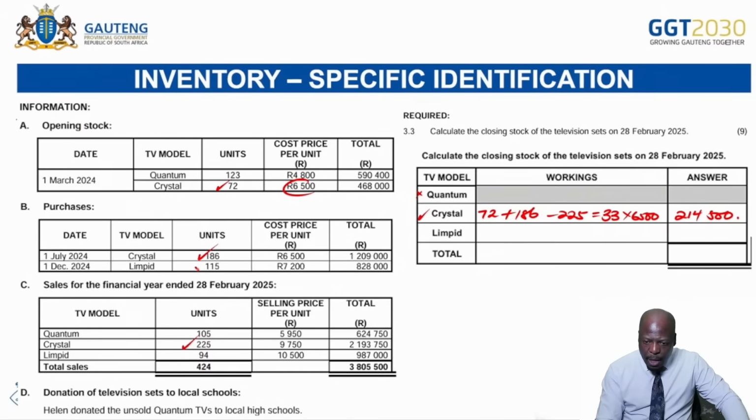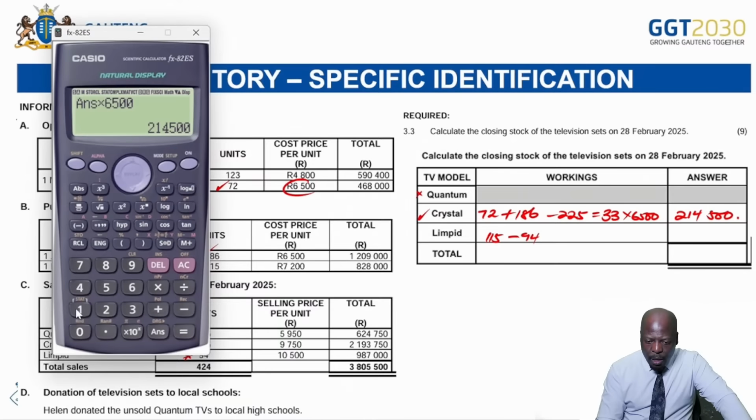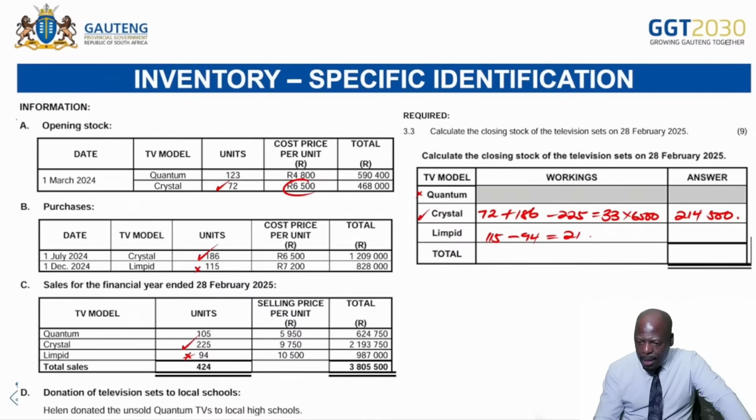With the limpid, you can see it was recently introduced. So we don't have it as opening stock, but we have our purchases, which is 115 here. Do we have any sales? Yes, 94. So it's going to be 115 minus 94, and that's going to give us 21. So we come here, that's 21.